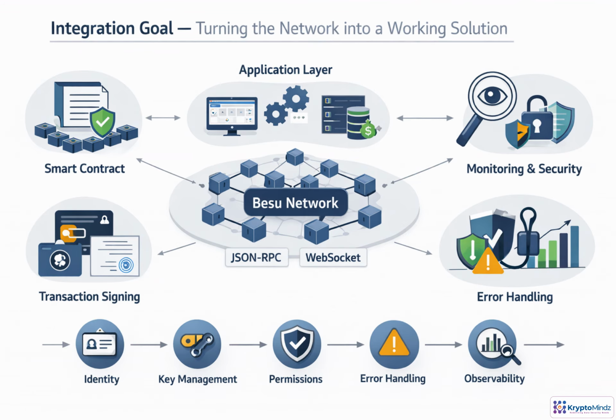A deployed Besu network becomes valuable when applications can use it safely and predictably. The smart contract holds the trusted rules, while the application layer turns those rules into APIs, user actions, or automated workflows. Transactions must be signed with the right identity and keys, then submitted through JSON-RPC or WebSocket endpoints. Integration also needs permissions, monitoring, event handling, and clear error recovery, so blockchain activity behaves like a dependable business service.